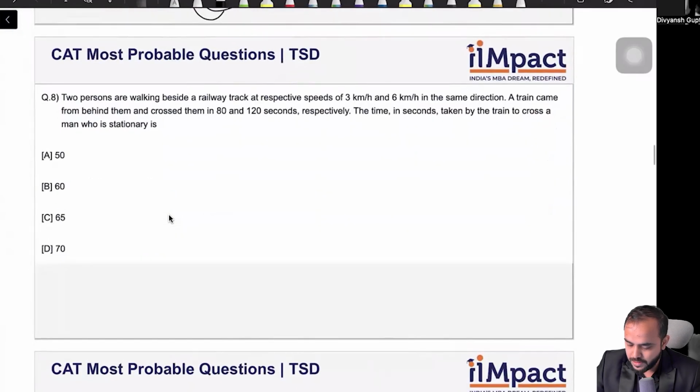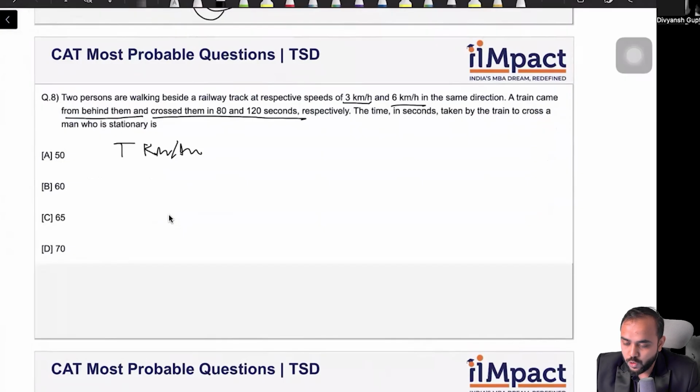Moving on, two persons are walking beside a railway track at speeds of 3 and 6. A train came from behind and crosses them in 80 and 120 seconds. So let's say the speed of the train is t kilometer per hour. So the crossing time for person 1 will be the length of the train divided by t minus 3 kilometer per hour, and this you can convert into meter per second through the relevant multiplier. Because I intend to take the ratio, I'm not worried about this.